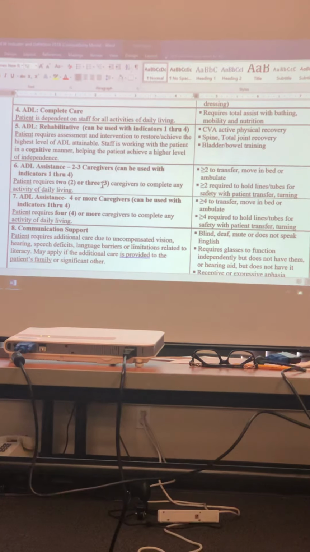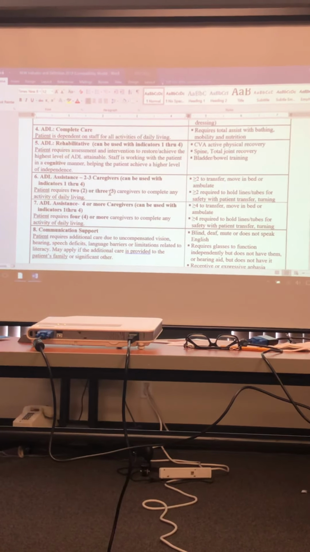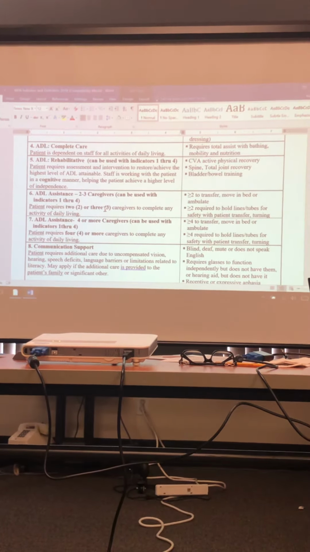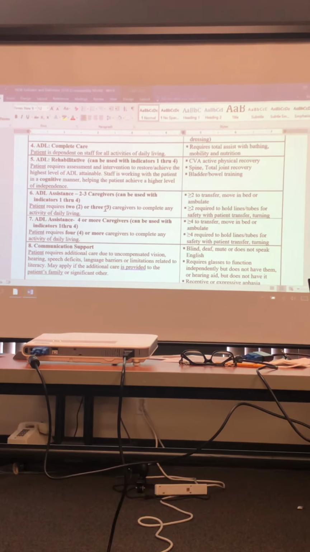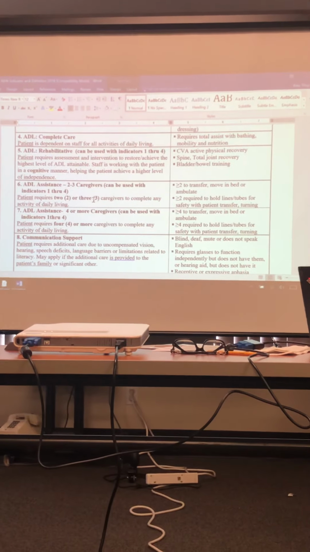So I have a question. Yes. For, say, their CVA, spine, bladder. We don't have those patients, so we shouldn't be doing that? You can use it. Okay. Those are just general examples.